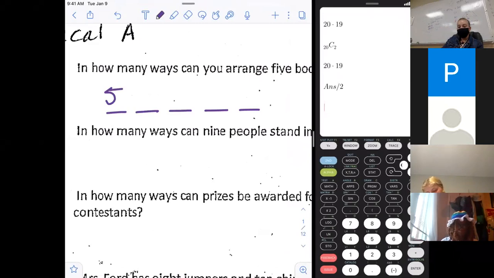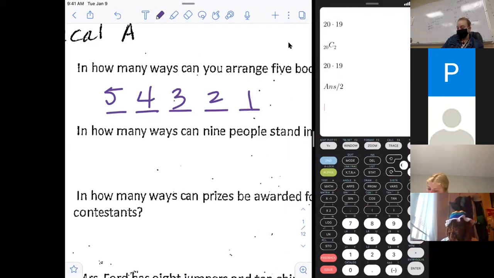Once I picked that book, though, I can't use it again. So now I have 4 options for the second book. Once I pick that book, I only have 3 options for the third spot. Once I pick there, I only have 2 options for the last spot. And once I pick those, I only have 1 choice left. I literally have 1 book left, 1 option for this last spot.